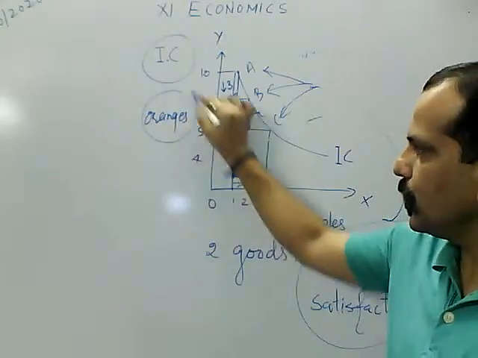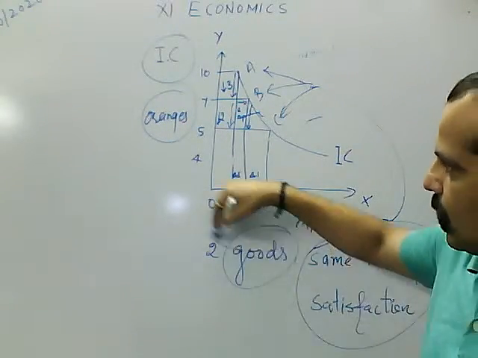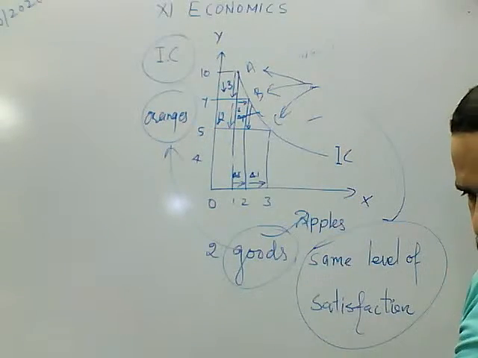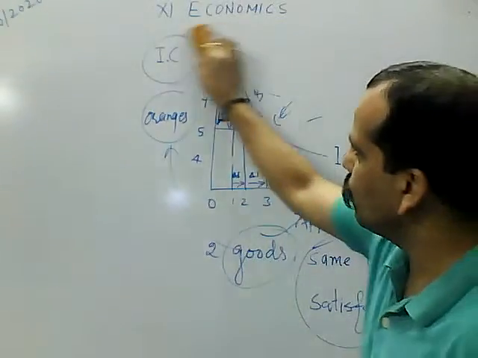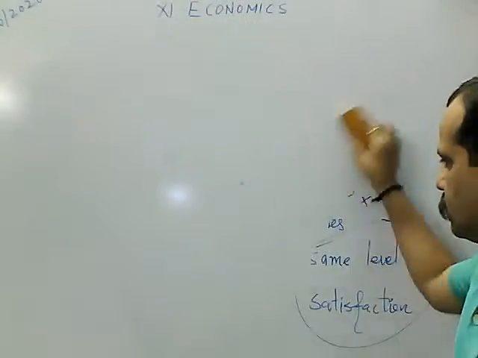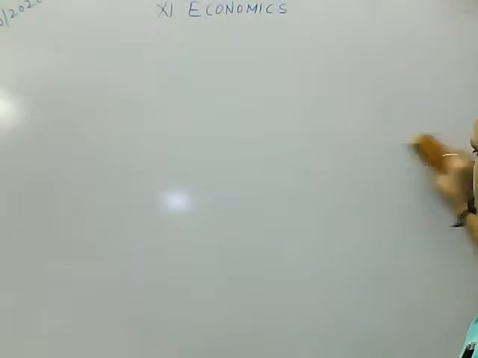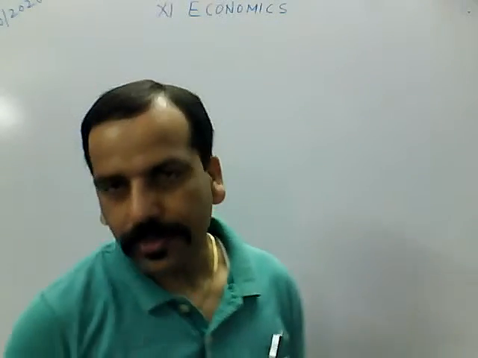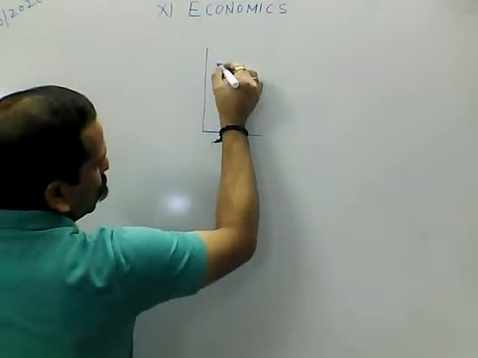But here we have the combination of two goods, oranges and apples. Okay? This is about the definition of indifference curve. And let me know what is the shape of indifference curve. Please let me know the shape of IC.